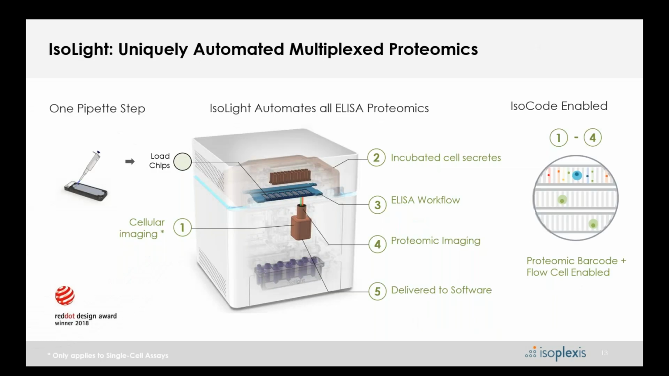After sample prep on the IsoLight platform, you load the cells, the system images the cells, and the cells secrete their proteins, which attach to the single cell proteomic barcode that you see there on the right, which is then imaged at step two. The IsoLight is a highly efficient all-in-one system to reduce hands-on time. The IsoLight performs all downstream ELISA steps. Again, it performs the proteomic imaging to detect the fluorescence of that barcode to get our automated software analysis.